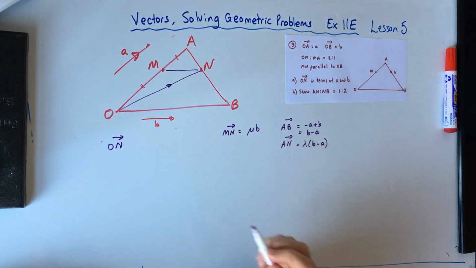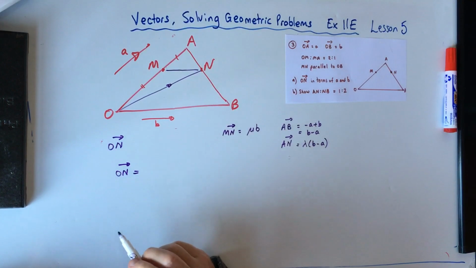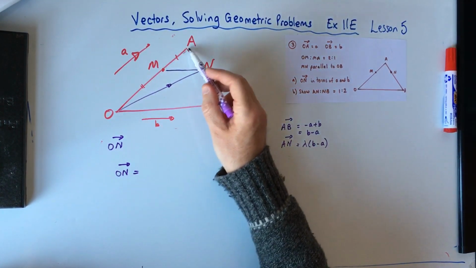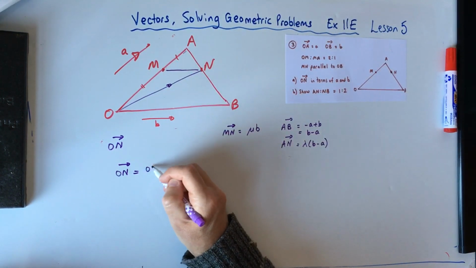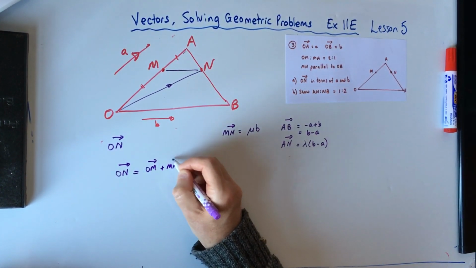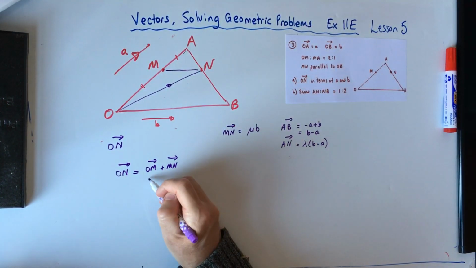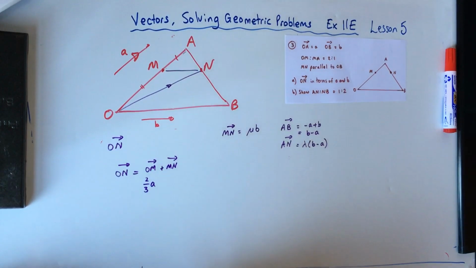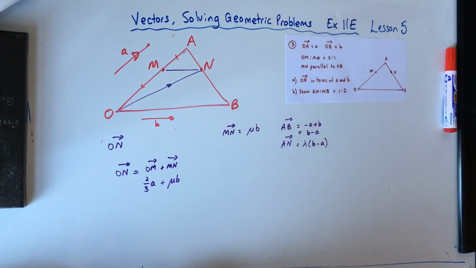Okay, now my ON, let's get ON. Well, ON we can do it two ways. We can go, because this is 2 to 1, O to M, okay, plus MN, we can do it that way by a triangle, to there and to there. And O to M is 2/3, isn't it? So it's 2/3 of an A plus an MN, which is mu B. Hang on a minute. Yeah, that's right, 2/3 of A plus mu B.